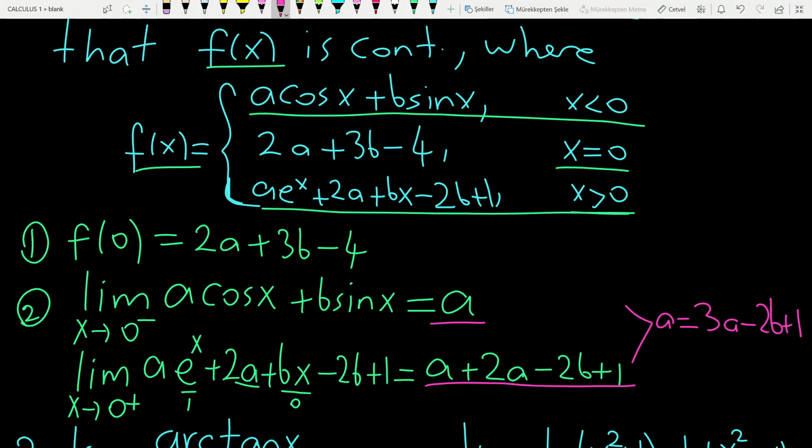Okay, so we have this equality, and it means 2b minus 2a is equal to 1. So b minus a is equal to 1 over 2 from here.